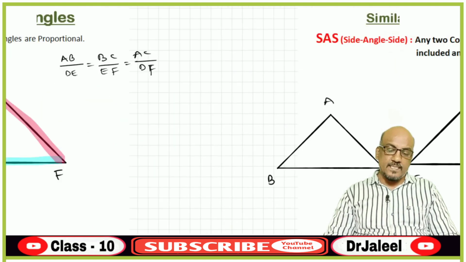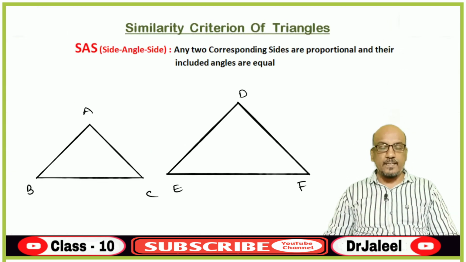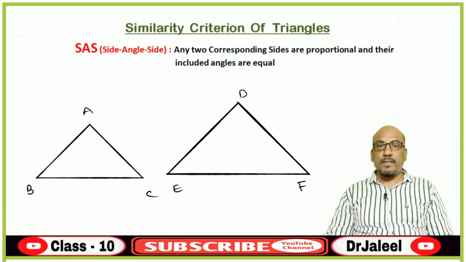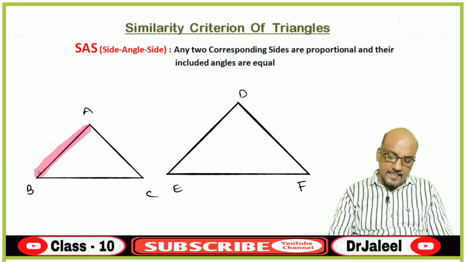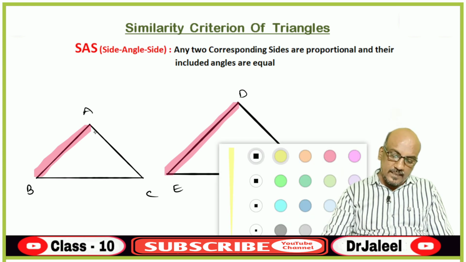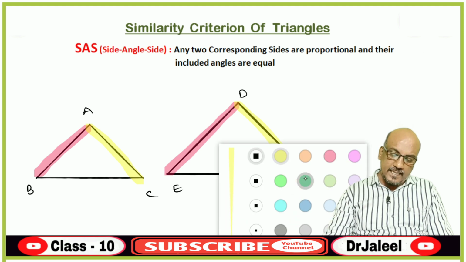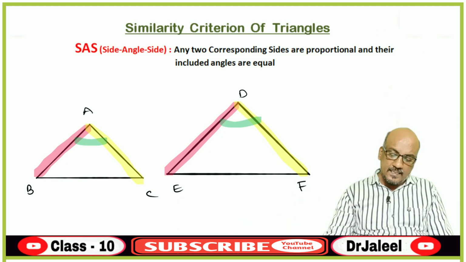Let's go for the next criterion of similarity, side angle side. Again children, here also we had SAS congruency, but there the sides were equal. Here the sides will be proportional. Which are the sides proportional here? For example, AB, DE, and then AC, DF, and the included angle, that is between AC and AB.